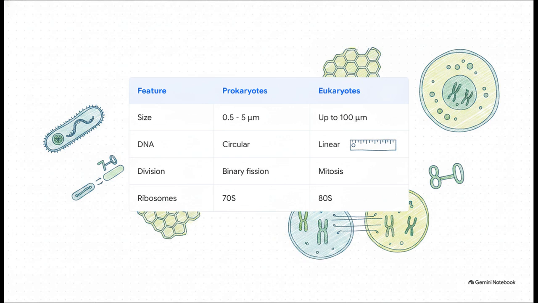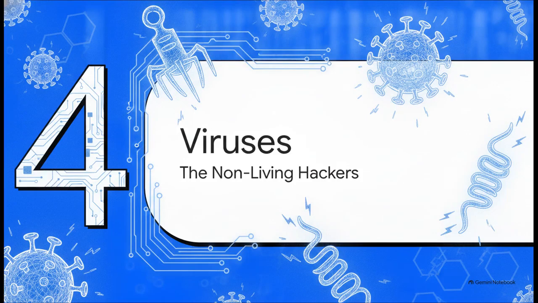Even their protein builders, the ribosomes, are structurally smaller in prokaryotes. They're 70s compared to the beefier eukaryotic 80s. And finally, a defining feature. A prokaryotic cell wall is made of peptidoglycan, which is a completely different material from the cellulose you'd find in a plant cell wall. Which brings us to our final act, Section 4, Viruses, the non-living hackers.